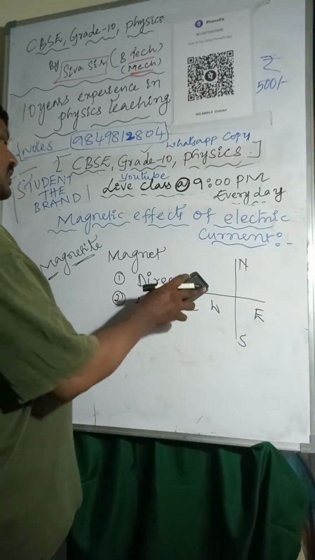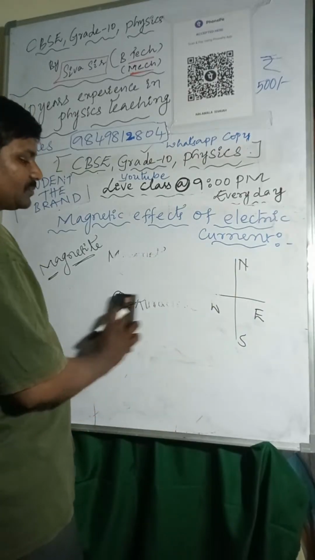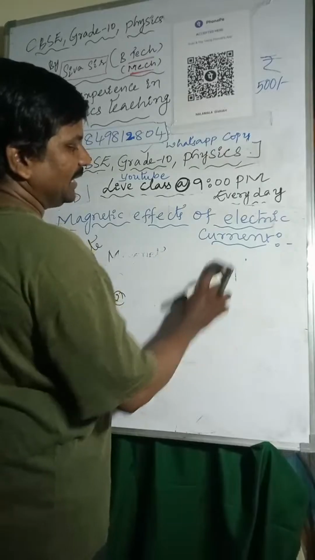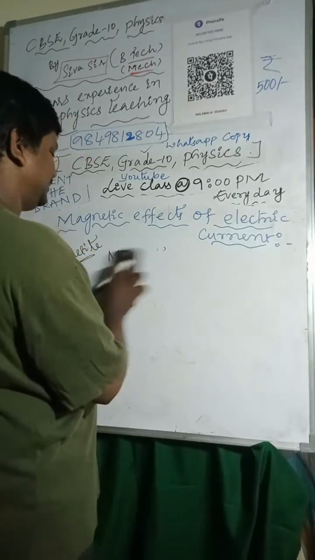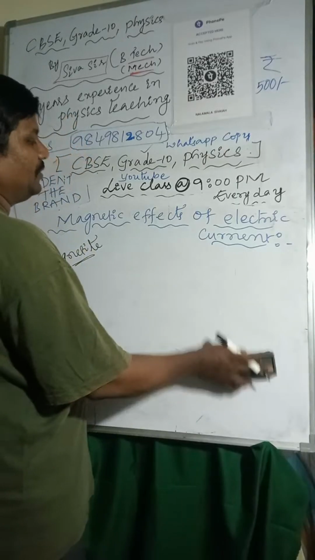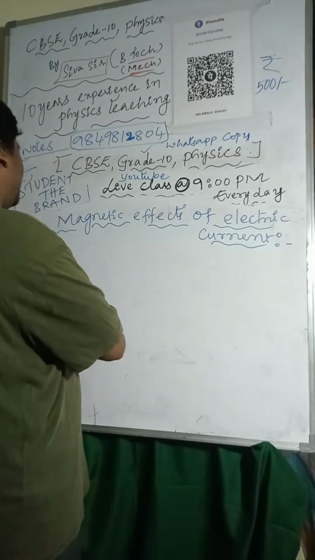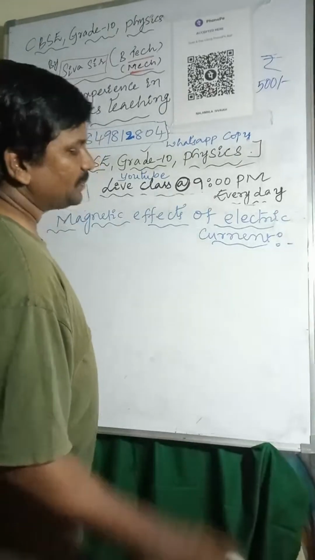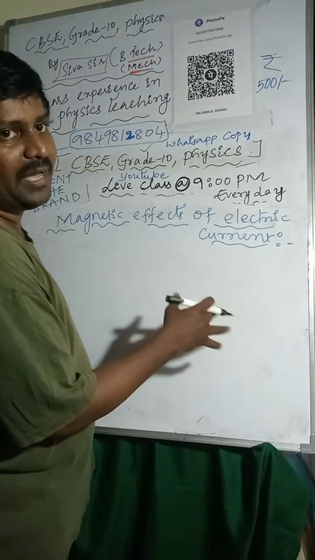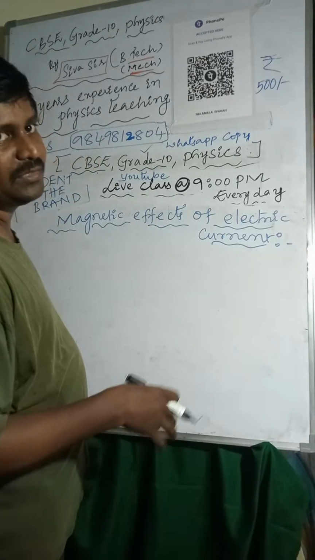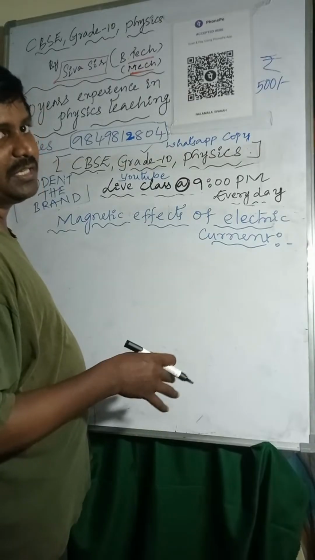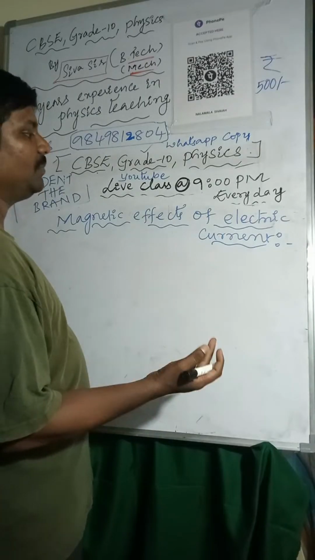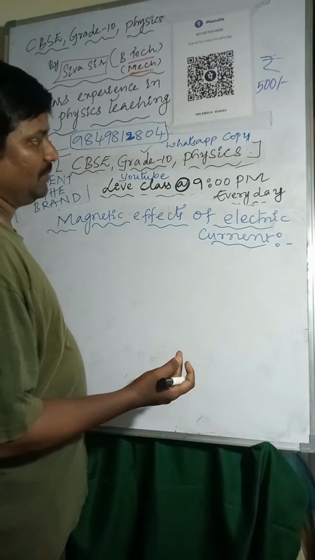An artificial magnet still has the same properties, attractive property and directive property. In the directive property, if you suspend the magnet, it always shows the north and south direction. That is about the magnetic property.